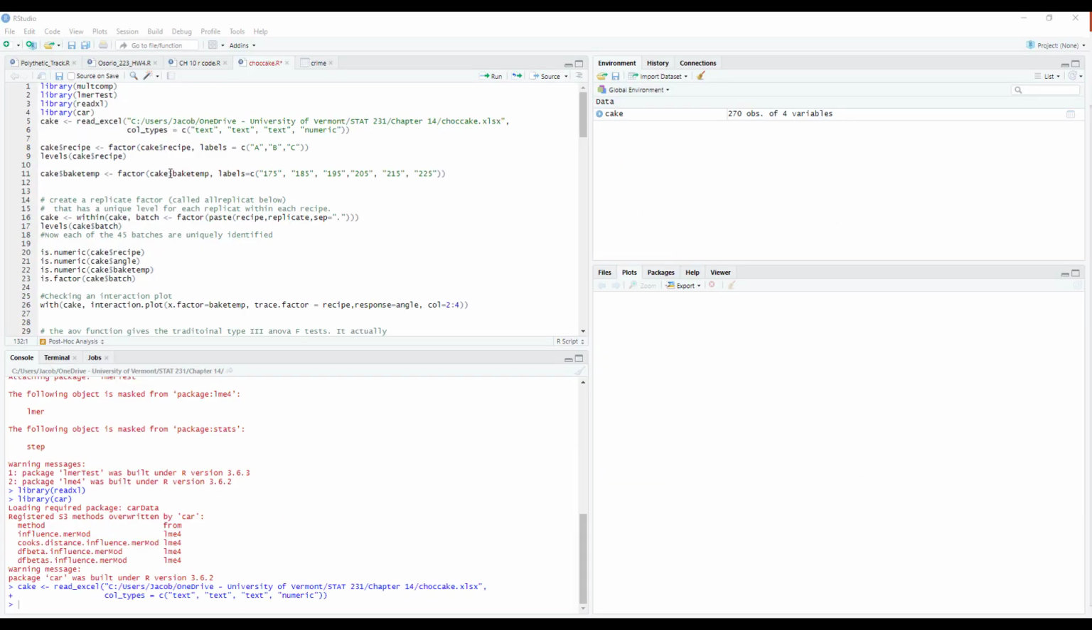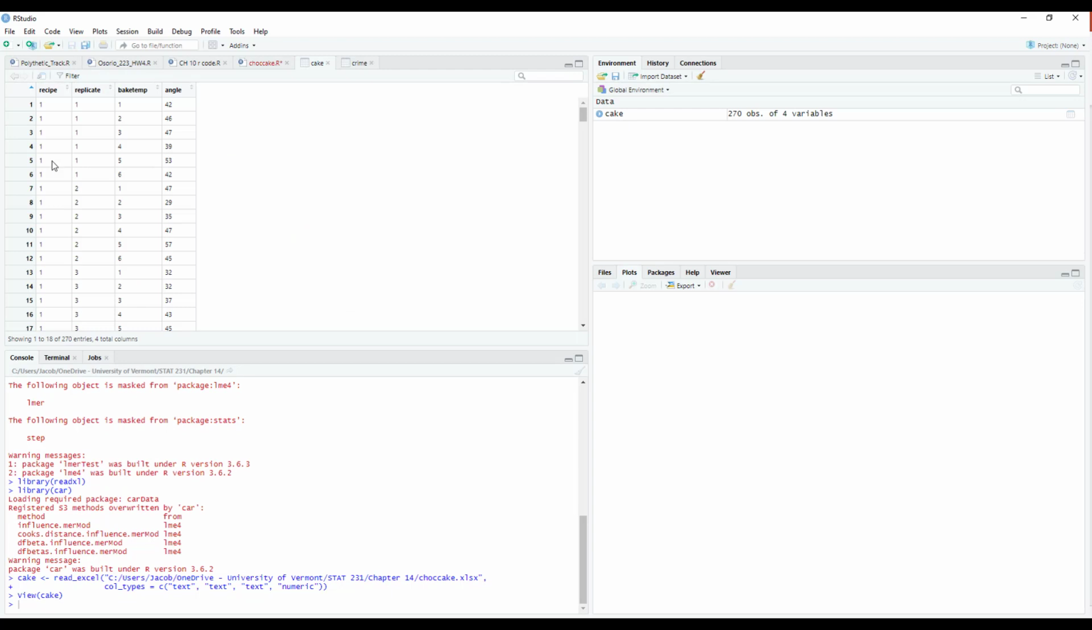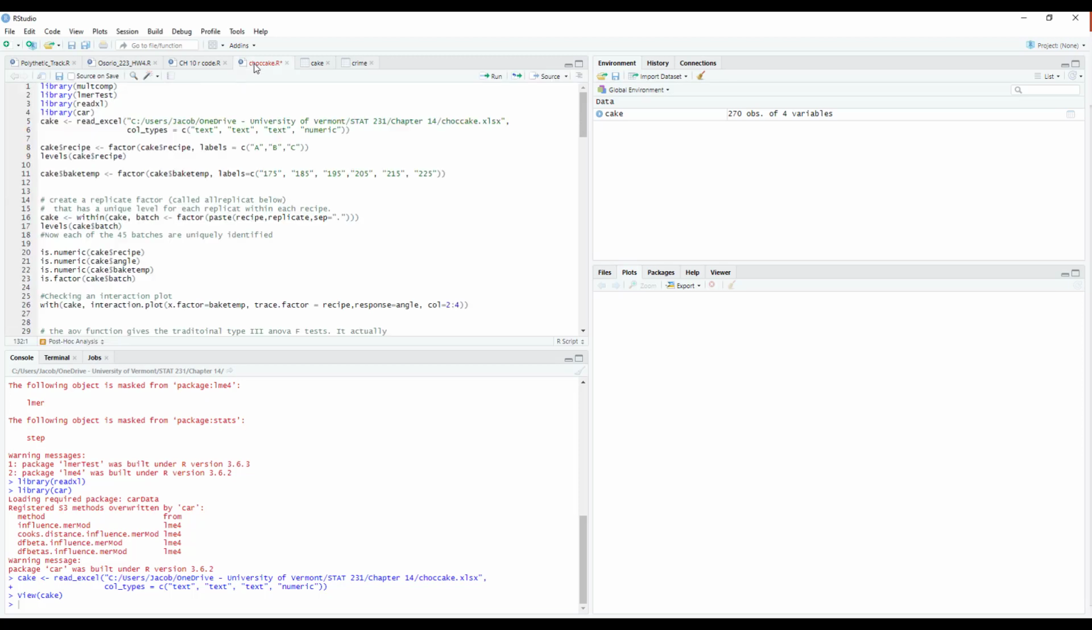If we want to analyze the data, we can read it into R. And if we look at the data as it is now, the recipe was assigned 1, 2, or 3. The replicate was assigned 1 through 15. And the bake temperature was assigned 1 through 6. And then we have our response variable, the break. Well, the number system is a little unintuitive, even if they're treated as a factor.